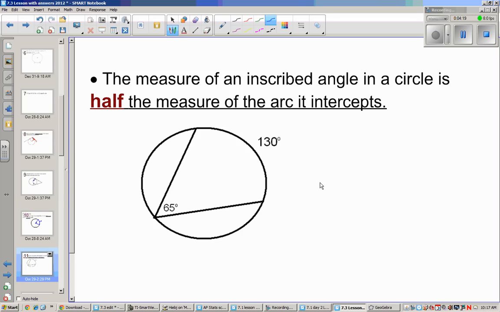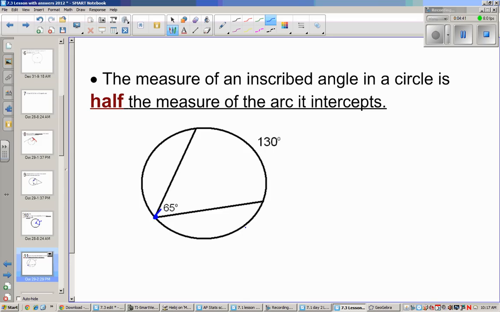The second one deals with an inscribed angle. So in this inscribed angle, it says the measure of an inscribed angle in a circle is half the measure of the arc it intercepts. So recall, when it says the measure of an arc, we're just looking for an angle measure, not an arc length. And recall that an inscribed angle starts on the circle and contains the two chords around it.